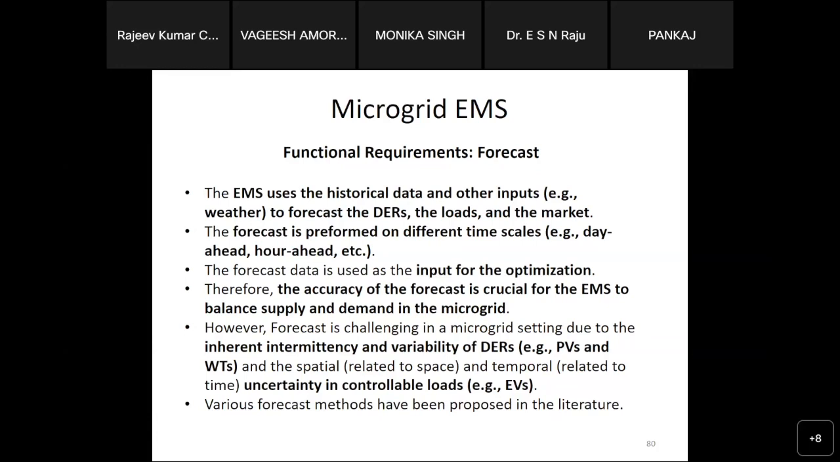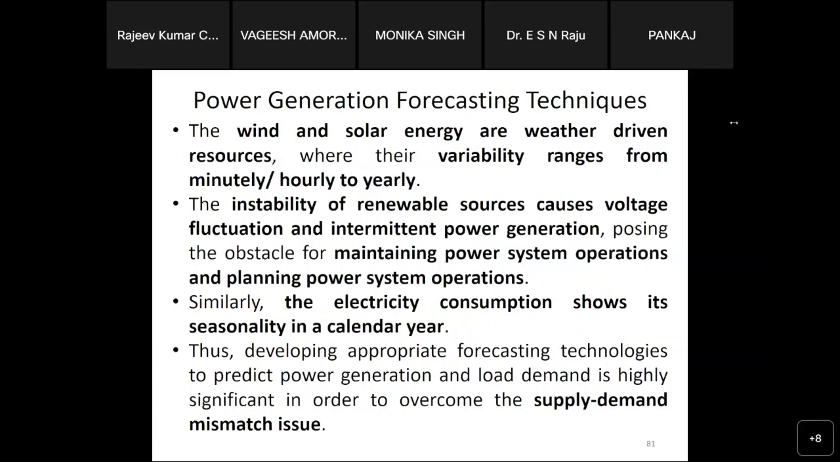There are various forecasting methods in the literature, and I will discuss those. Here I am giving the generation forecasting. We are mainly dealing with renewable energy resources, which are mainly weather-driven resources. All of these have variability ranging from minutes to hours to years. Because of this instability of the renewable resources, we will have many voltage fluctuations as well as frequency fluctuations. The mismatch between the active and reactive power generation and the demand will cause an obstacle for maintaining power system operation as well as planning.